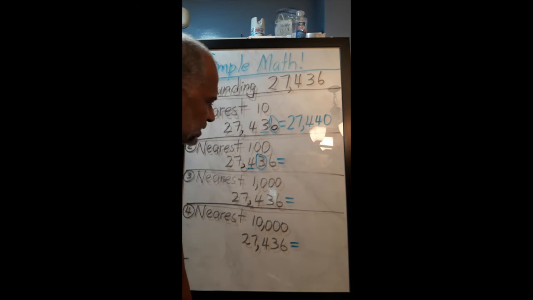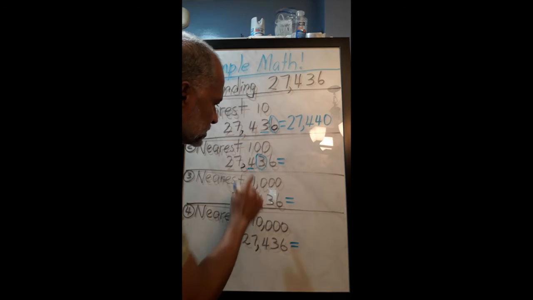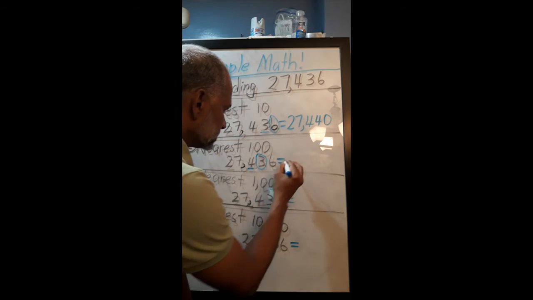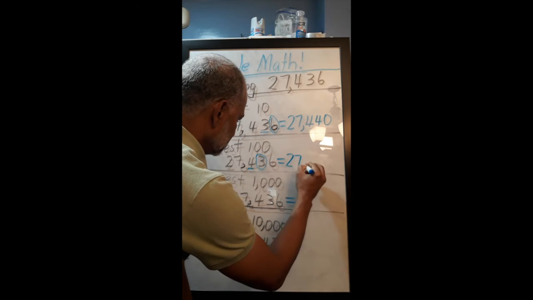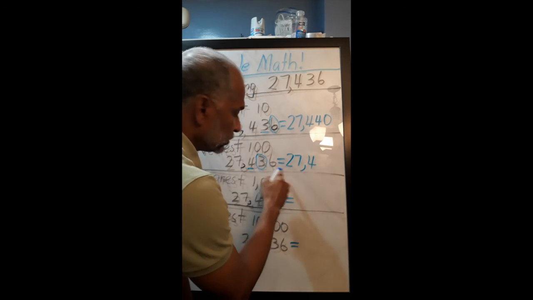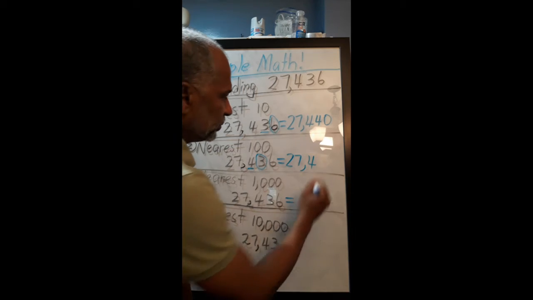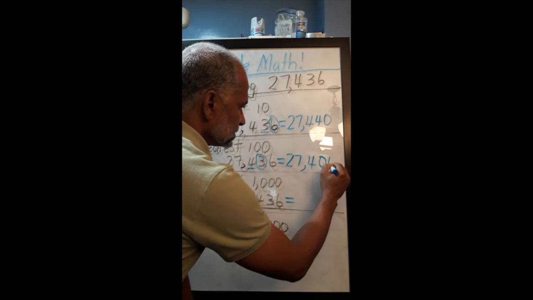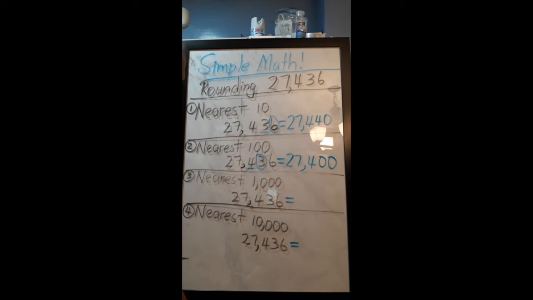So in this case, the controller is less than 4, so we leave the 4 alone. So it's going to be 27,400, and for the two other numbers as placeholders, we put 2 zeros. Then we go to number 3, to the nearest 1,000.